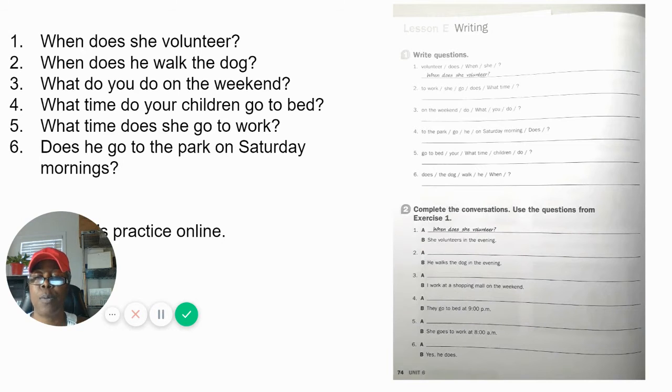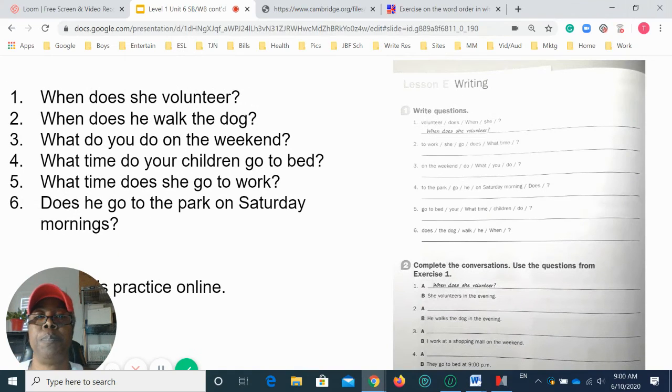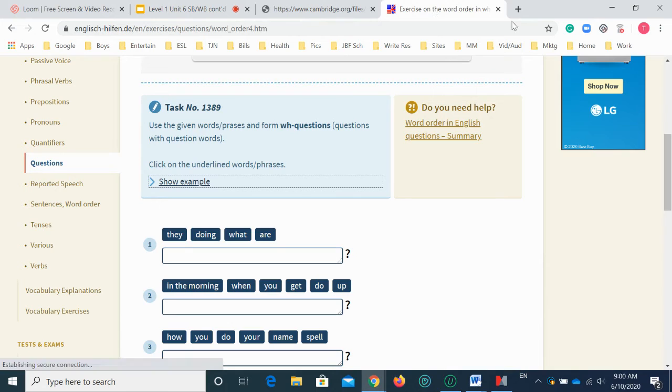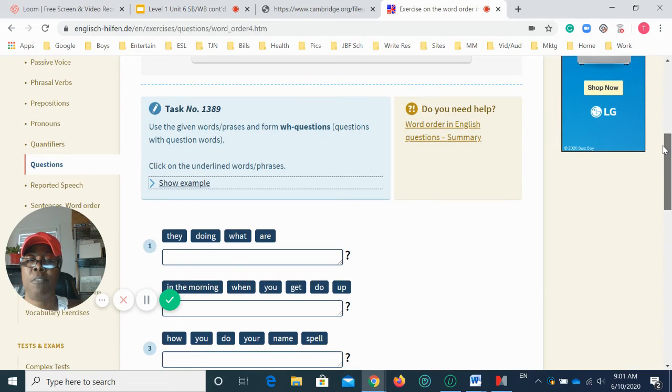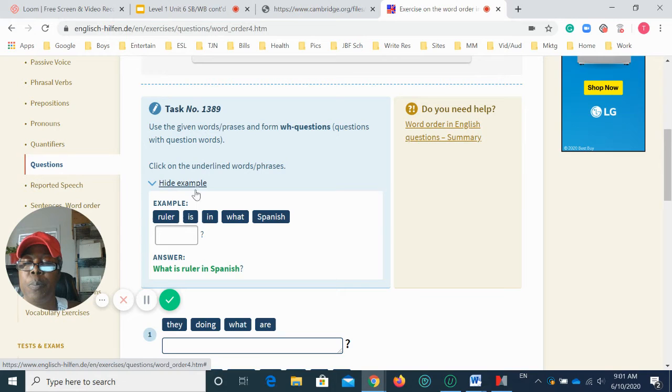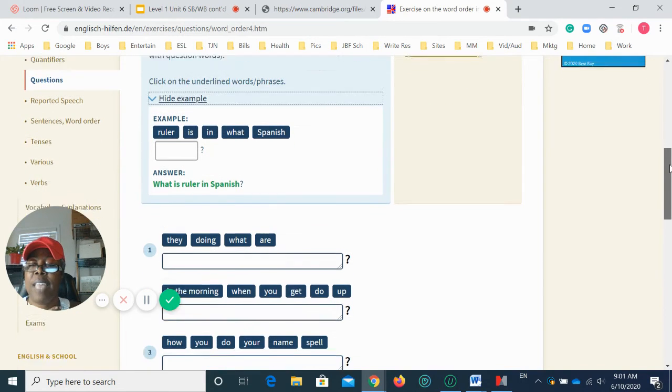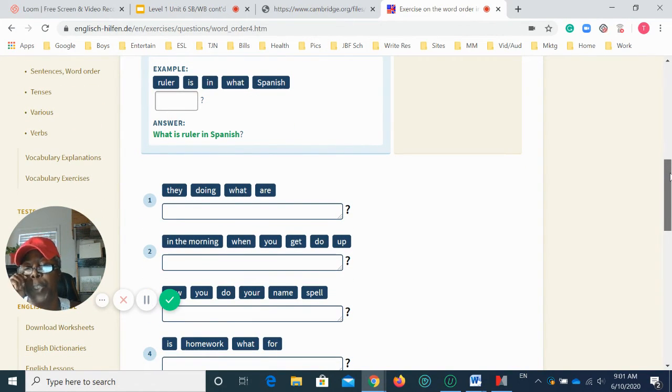All right, let's do a little practice online, actually. This is just another practice area of using the given words and phrases from WH questions and unscrambling those words. So here's an example. Ruler is in what Spanish? And our answer will be, what is ruler in Spanish? You wanted to ask someone how you say the word ruler in Spanish.